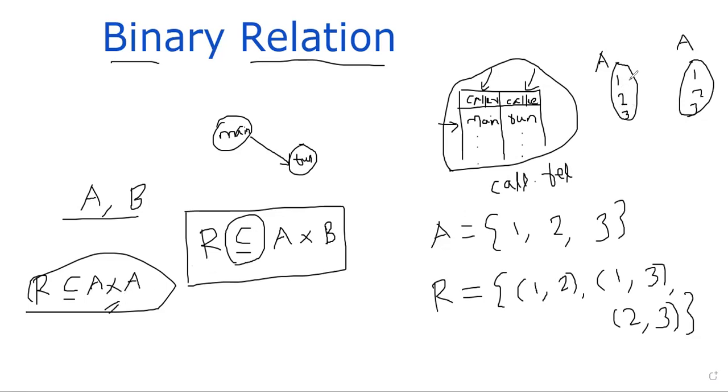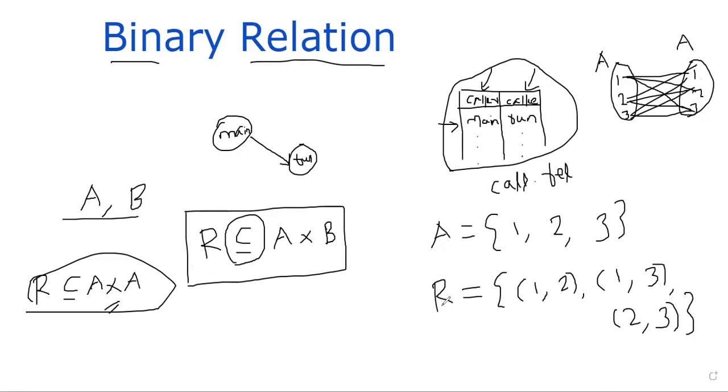You take this, you associate it with everything here. For example, like this, like this. So you'll have totally 9 pairs. That's all possible pairs, but the relation is just a subset.